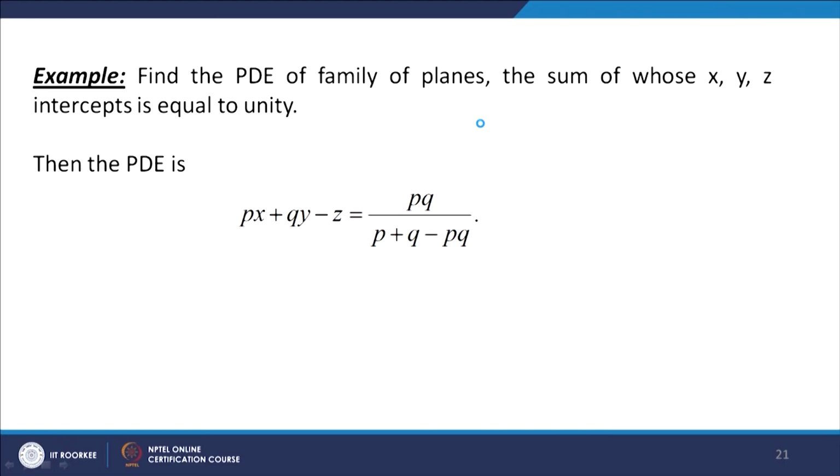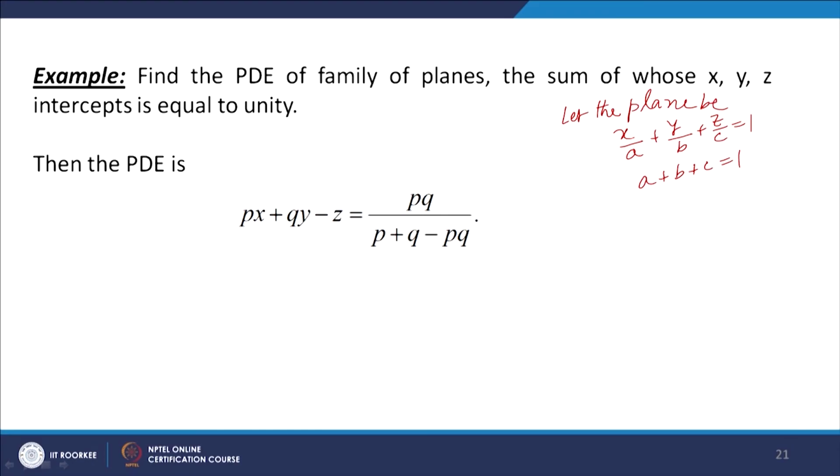And if we have the PDE of the family of planes, the sum of whose x, y, z intercepts is equal to unity, then we can write the plane as x over a plus y over b plus z over c equal to 1. Now, this plane makes intercepts a, b and c on the three coordinate axes. We are given that the sum of the intercepts is equal to unity, so a plus b plus c is equal to 1. We have to arrive at this PDE.